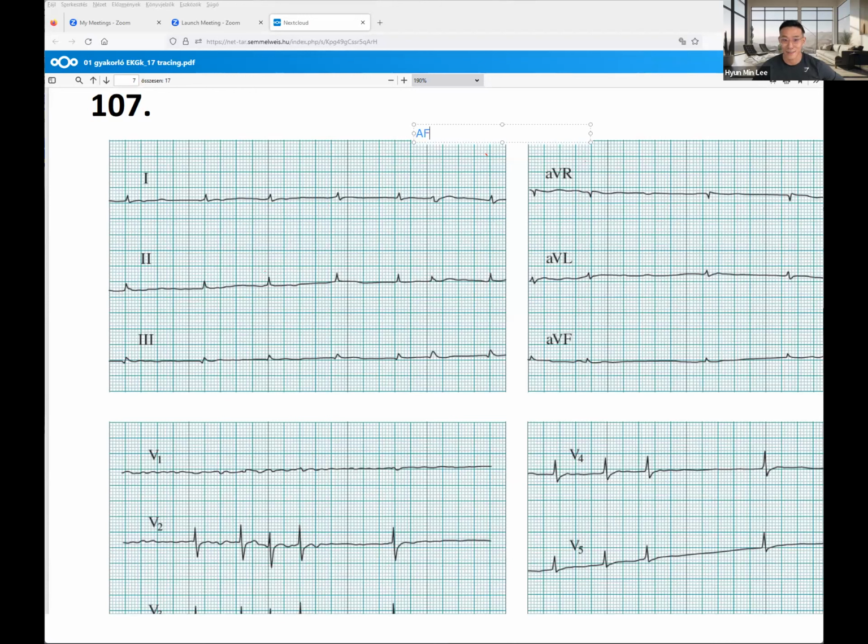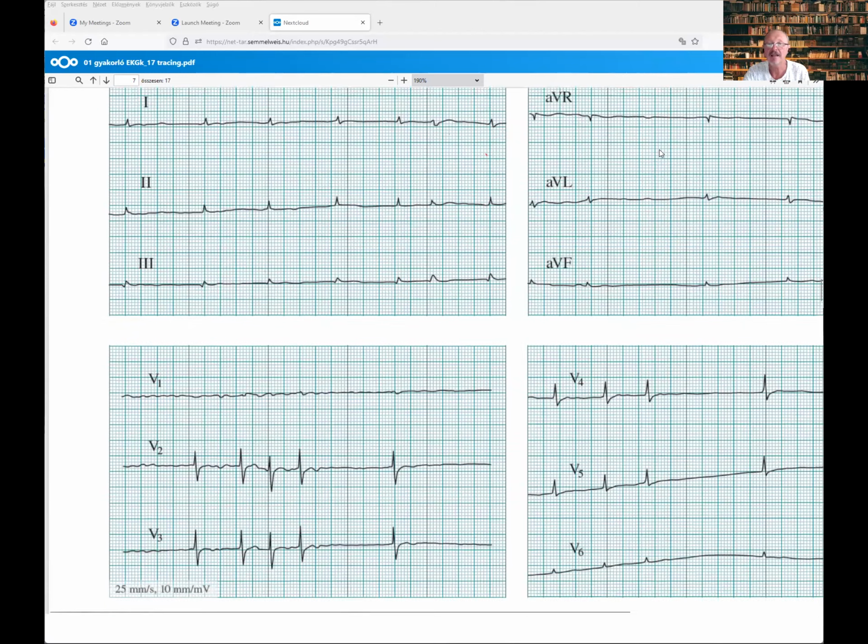So it is arrhythmia. Yeah, that's arrhythmia, atrial fibrillation. Okay, so arrhythmia, no P wave, atrial fibrillation immediately. Okay. All right. Yes, sir. Good. Very good.